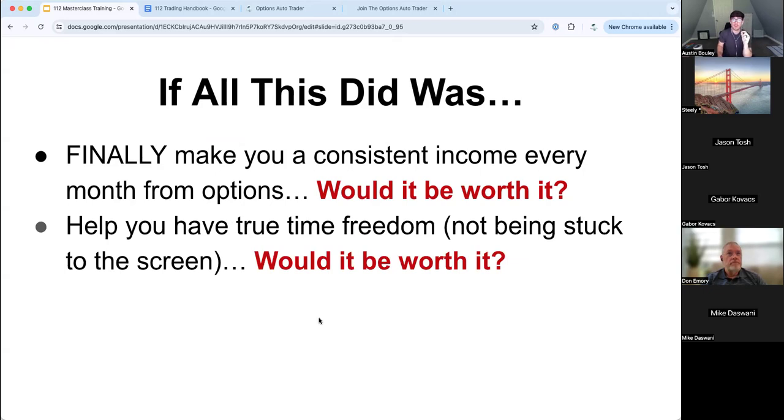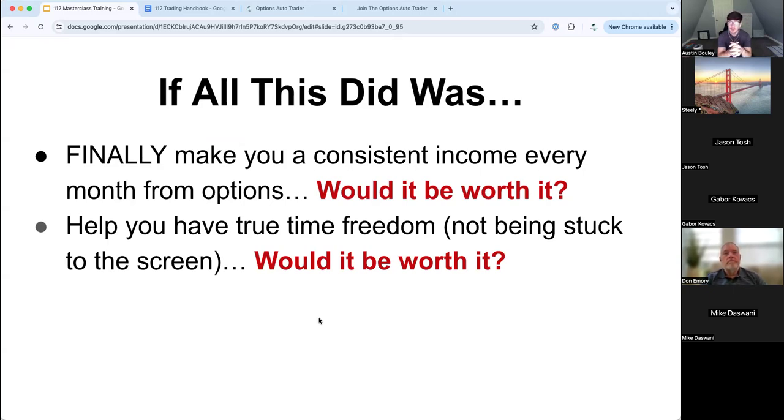If all it did was help you have true time freedom, meaning that you never actually have to be stuck to the screen again. You only have to look at charts if you want, but you know that your trades are protected, they're entered, they're hedged, all for you. If all that did was that and give you your time back, would it be worth it?